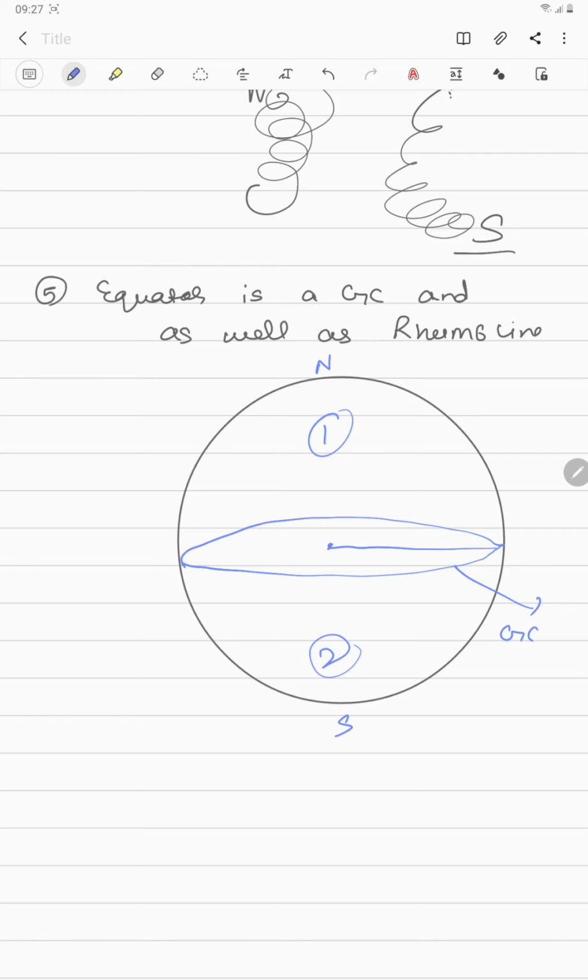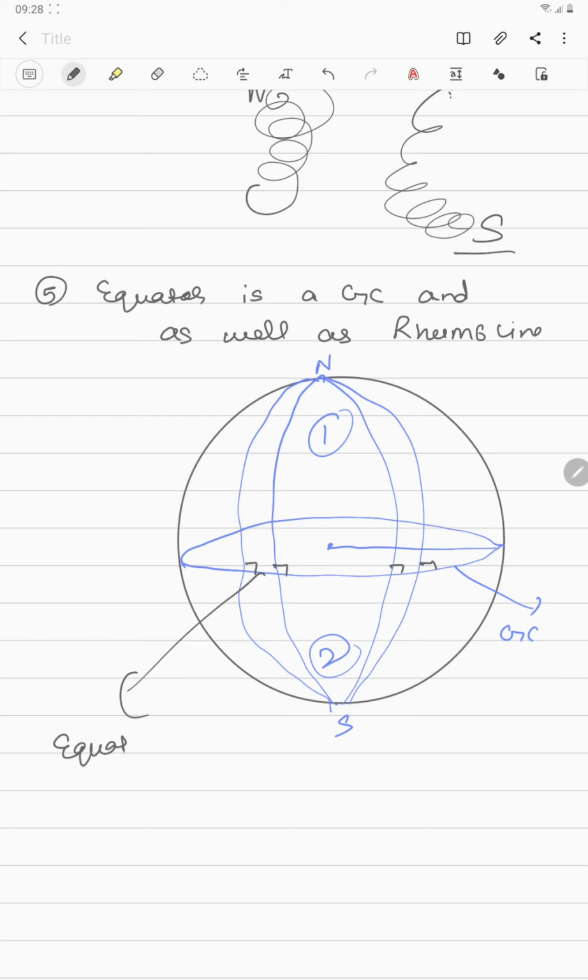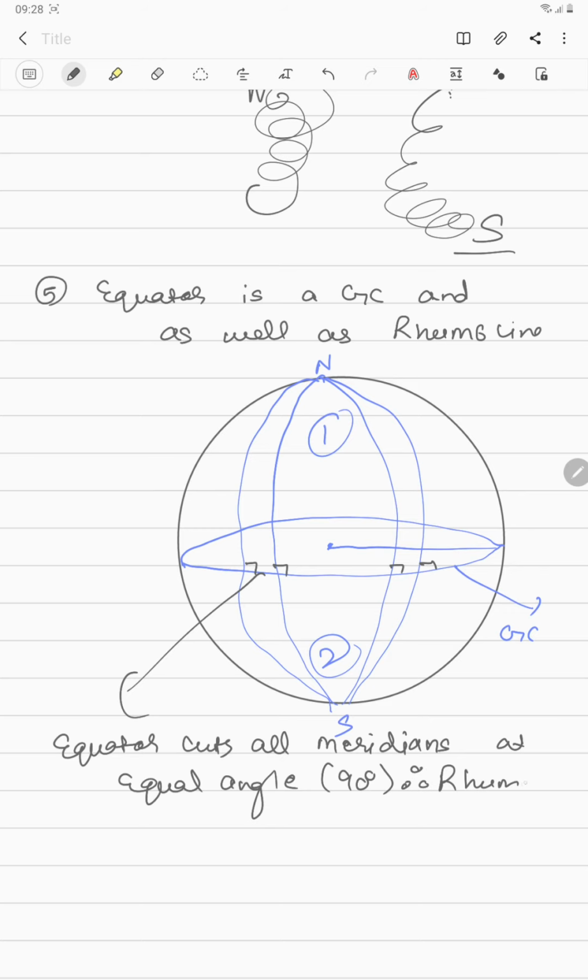If I take two poles, north and south, and I draw meridians joining north to south, guys, I have told you in my previous videos that the equator cuts all the meridians at an angle of 90 degrees. So it is cutting all the meridians at an angle of 90 degrees. So very simple, the equator cuts all meridians at an equal angle, which is 90 degrees, and therefore it is a rhumb line.